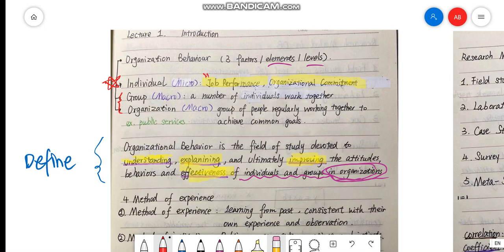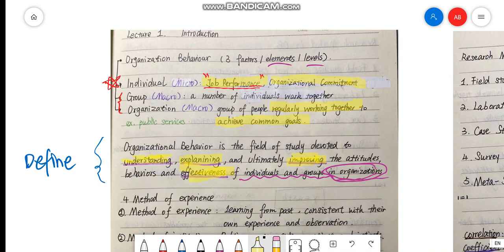We have to focus on job performance because we have to learn a lot of things from job performance. It also is very useful. And then is group. What is group? Group is a number of individuals working together, and organization is a group of people regularly working together to achieve a common goal.